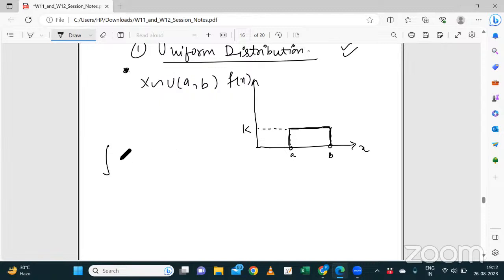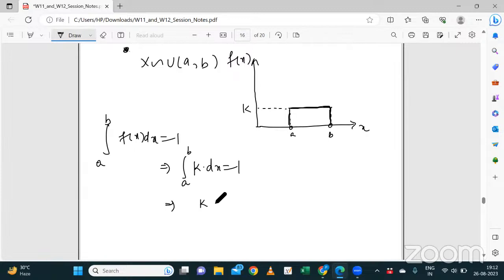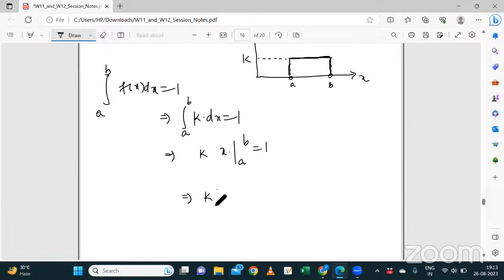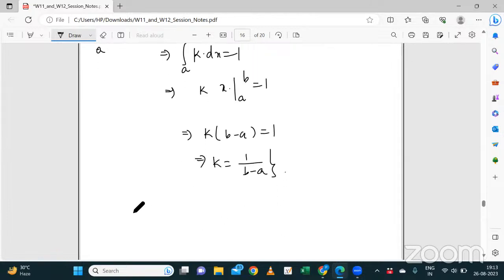The area under the curve should be 1, right? Yes. If the area under the curve is 1, what is the area here? A to B is the range, and f of x takes the value K. So the integral from A to B of K dx equals 1. K is a constant, so I can take it outside. It will be K times x from A to B, equal to 1. K times (B minus A) equals 1, and K is nothing but 1 upon B minus A, right?